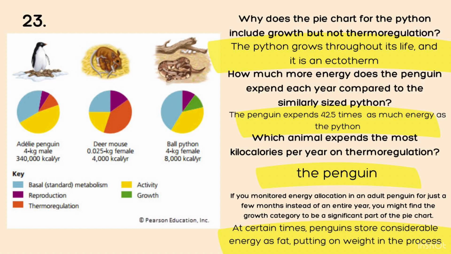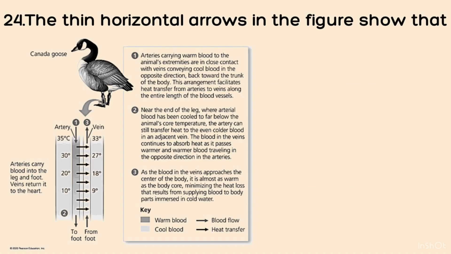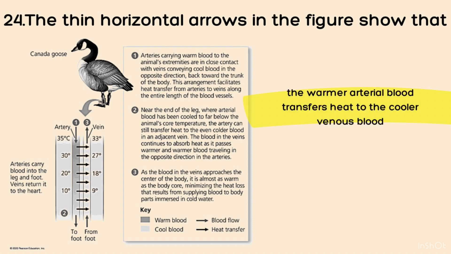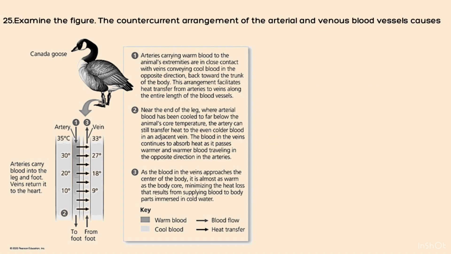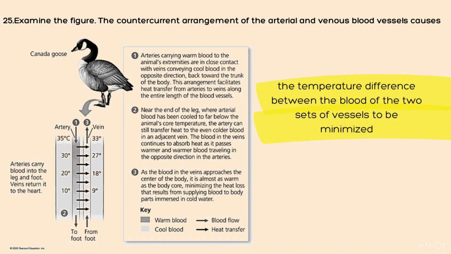So now look at this diagram. The thin horizontal arrows in this figure show that the warmer arterial blood transfers heat to the cooler venous blood. Let's look at another question with the same diagram. Examine this figure. The countercurrent arrangement of the arterial and venous blood vessels causes the temperature difference between the blood of the two sets of vessels to be minimized.